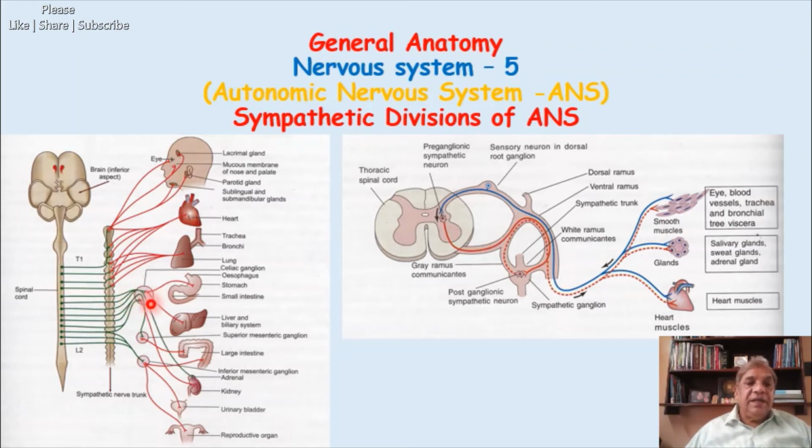They will relay in the celiac ganglion. This ganglion which is located here is the celiac ganglion. This is the superior mesenteric ganglion, and this is the inferior mesenteric ganglion. Just see where my pointer is moving. Inferior mesenteric, this is the superior mesenteric, and this is the celiac. And I told you where these ganglia are present.